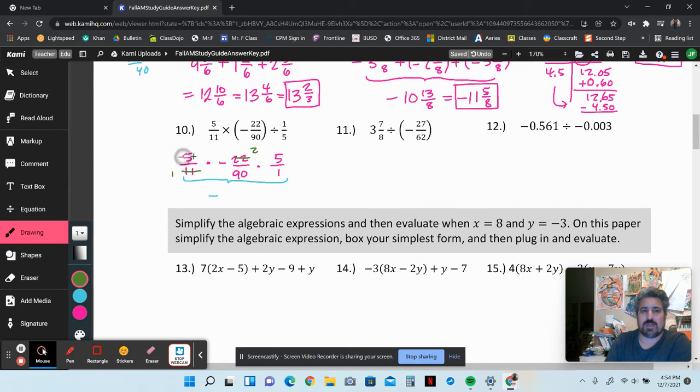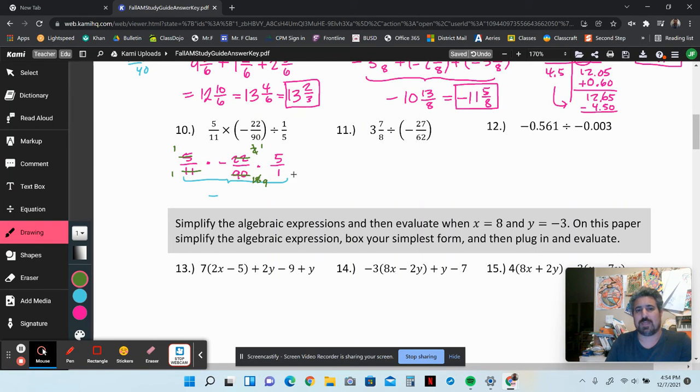I can see that the 5 and the 90 can both be divided by 5. 5 divided by 5 is 1, and then 90 divided by 5, well, 50 is going to be 10, and 40 is going to be 8. So we're looking at 18. And then I notice that I've got this 2 on top and the 18 on bottom. So I can cancel the 2 to make it a 1 and cancel the 18 to make it a 9 because 2 divided by 2 is 1 and 18 divided by 2 is 9.